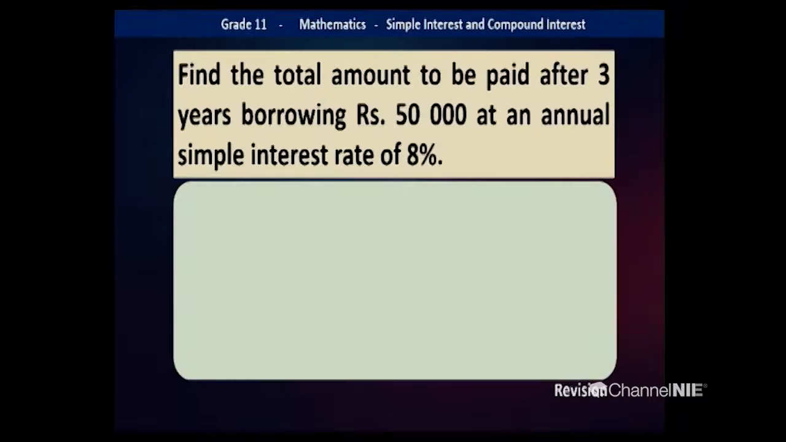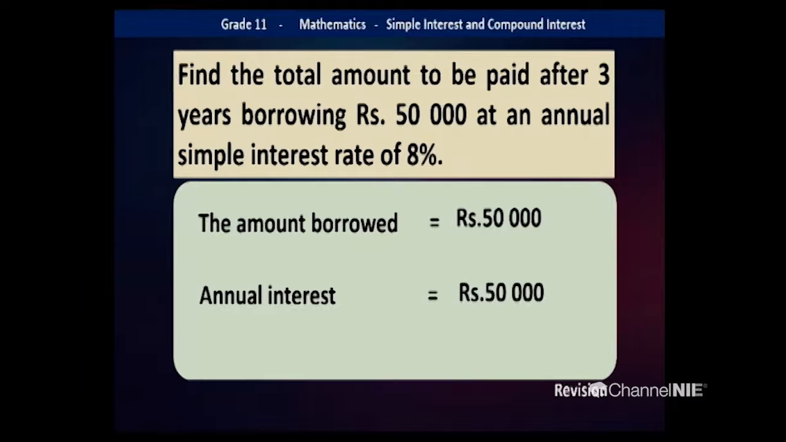Let's discuss this by a simple question. Find the total amount to be paid after 3 years for borrowing rupees 50,000 at an annual simple interest rate of 8%. Let's see. In this question, there are three important places to focus. One is the principal amount, 50,000. Second, the annual simple interest rate, 8%. And the third one, the period. Amount borrowed, 50,000.